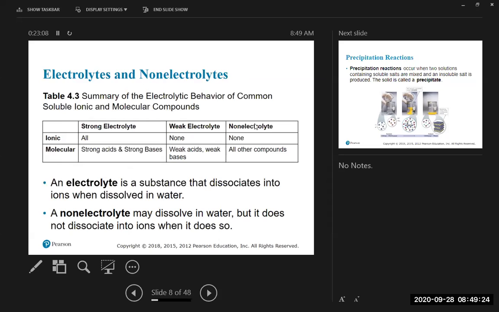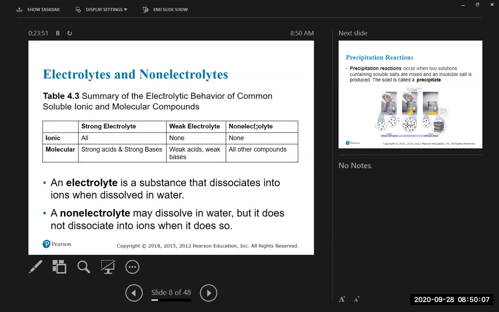Let's talk a little bit more about electrolytes and non-electrolytes. If it's an ionic compound, it's usually a strong electrolyte. This is assuming that it's soluble, okay? So we have our solubility rules. It's got to satisfy that first and be soluble. But if it's ionic and it's soluble, it's almost always going to be a strong electrolyte. That just means those ionic compounds fully dissociate. That's the simple definition of a strong electrolyte: something that fully dissociates into its cation and anion parts.